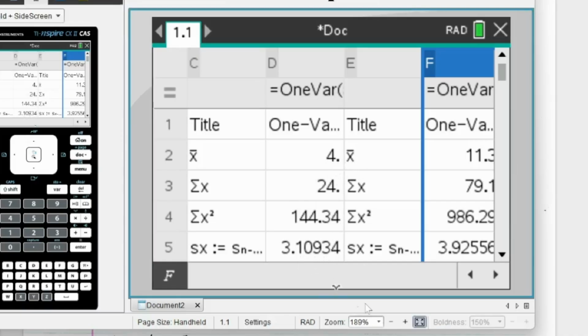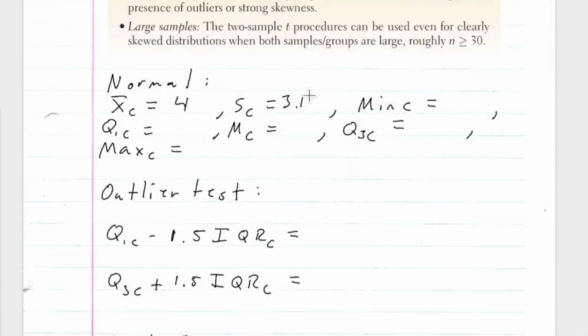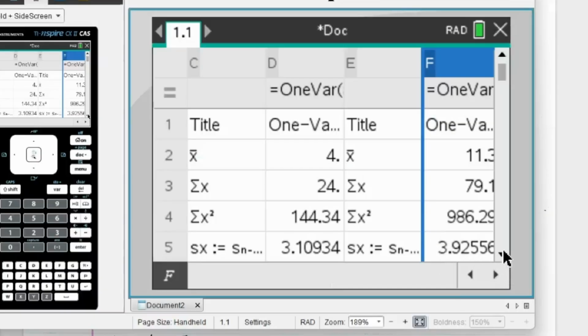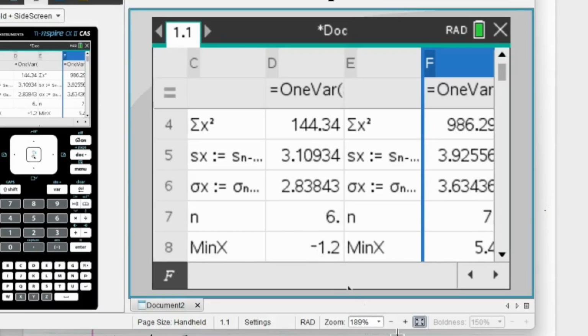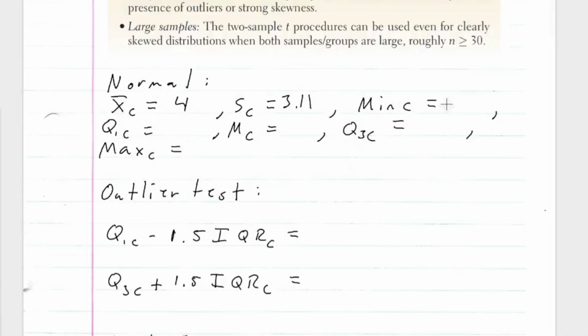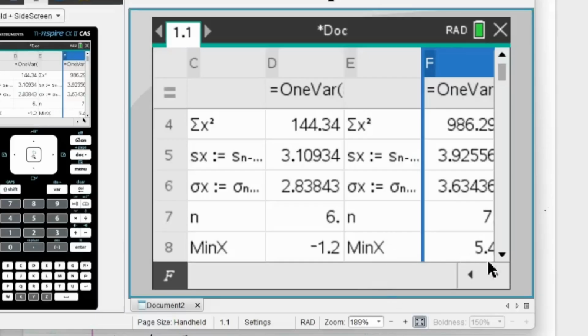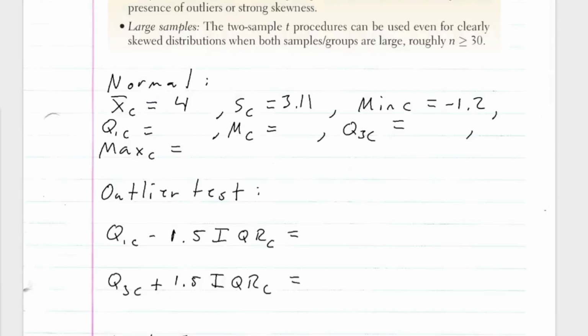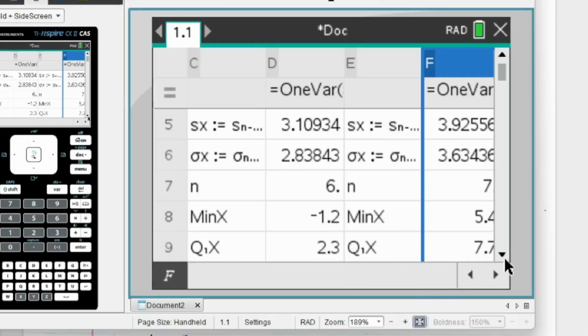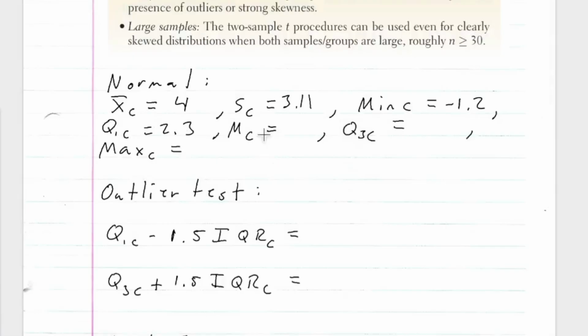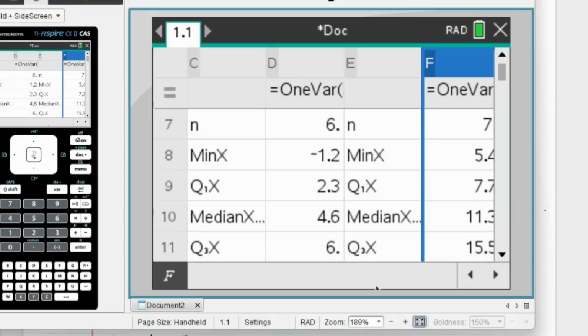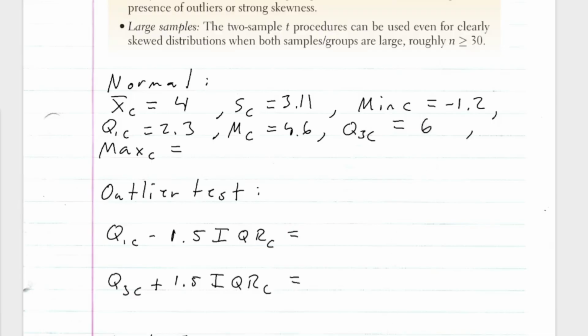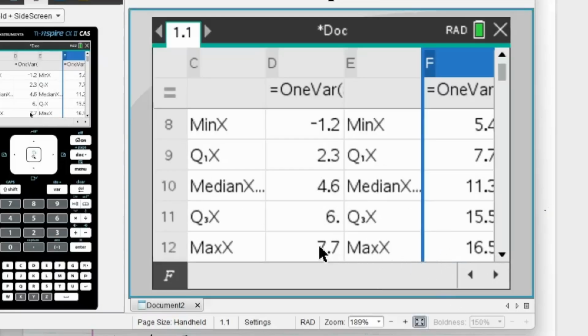The standard deviation is 3.11. The minimum is negative 1.2. Quartile 1 for the control is 2.3. The median for the control is 4.6. Quartile 3 for the control is 6. And the max for the control is 7.7.